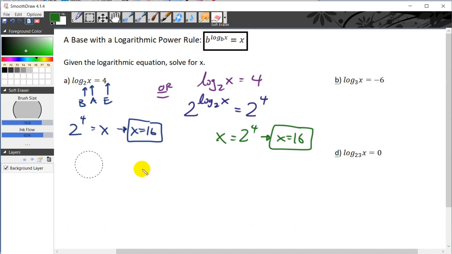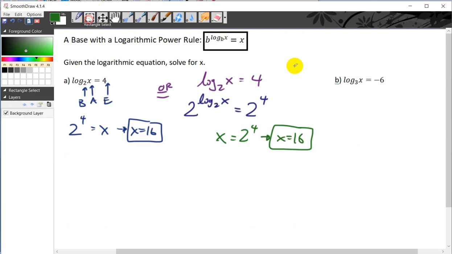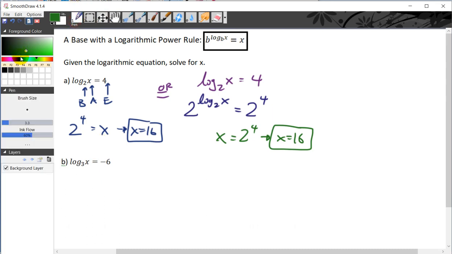Let me show you another example. Let's do letter B here. Again, you can do Mr. Cam's method if you want. This is our base, this is our answer, this is our exponent. So this says 3 raised to the negative 6 equals x.